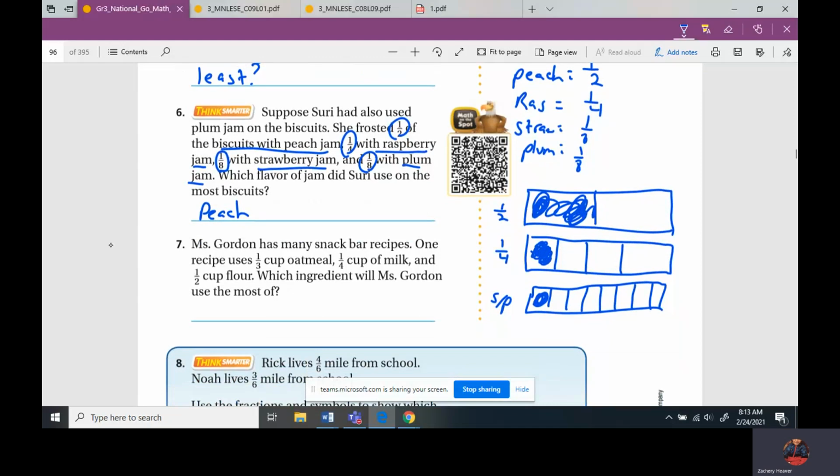Miss Gordon has a snack bar. One recipe uses 1/3 cup oatmeal, 1/4 cup milk, and 1/2 cup sugar. What ingredient will she use the most of? Well, think about it. They all have the same numerator, but which one is closer to finishing the whole? This needs 1 to finish, this needs 2, and this needs 3. Whatever one is the closest is the most, and it's actually flour. Flour is going to be the biggest because that's a 1/2 cup. This takes 3 to make a cup. This takes 4 to make a cup. So it's going to be flour, F-L-O-U-R. And again, we will use the manipulatives at school.